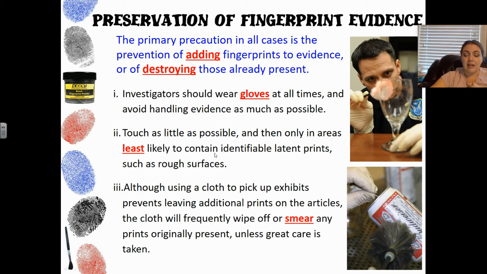And then only in areas least likely to contain identifiable latent prints, such as rough surfaces. So you don't want to touch it in any place you think would be like a normal place for someone to hold that object. Only hold them in places that would be like a weird place for someone to have picked it up at. Although using a cloth to pick up exhibits prevents leaving additional prints on the articles, the cloth will frequently wipe off or smear any prints originally present unless great care is taken. So basically, you want to touch as little as possible, because fingerprints are actually really easy to smudge.